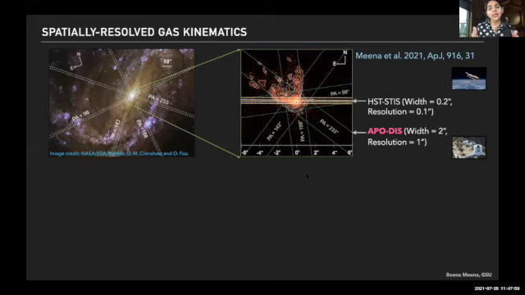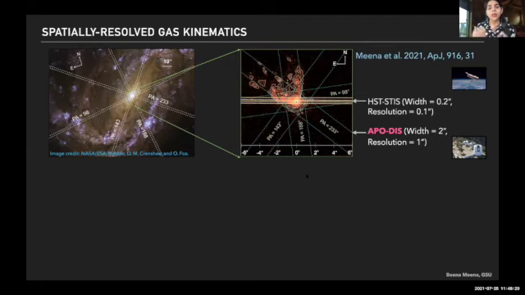HST provides 10 times higher angular resolution than APO, and it is excellent to observe the individual knots of emission in the nuclear regions. However, it fails to detect the low flux emission at larger distances. At the same time, most of the HST long slit spectroscopic observations that are available on archive miss the majority of the outflow structure in our targets.